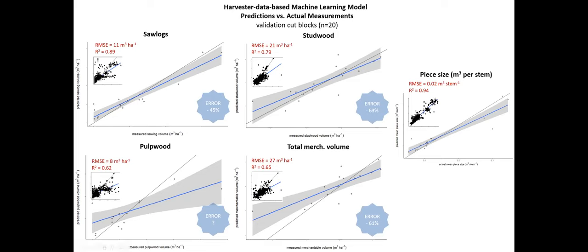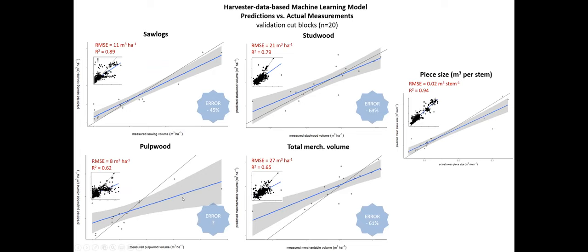The small plots you're seeing here are the fit we get by pixel. So you see it's a lot more noisy, but we get much better fit once we aggregate our prediction at the cut block level. The big plots are at the cut block level. The smaller ones are the pixel-size predictions within these cut blocks. And we can see that for some products like sawlog and studwood, the model is performing very well. The error reduction here is the comparison with the other best model available in the market so far. And we can see that we get a reduction in error between 45 and 63%, depending on the product.